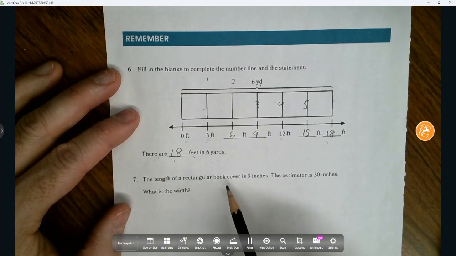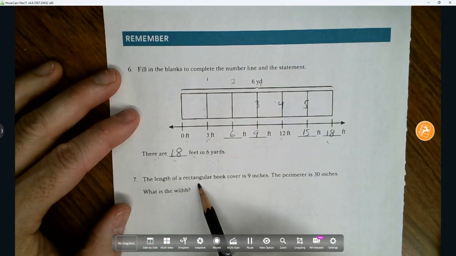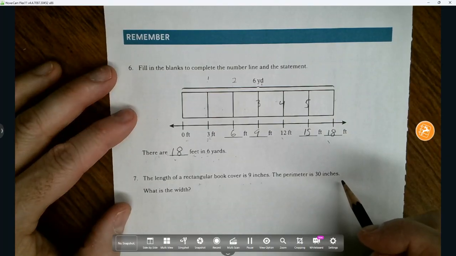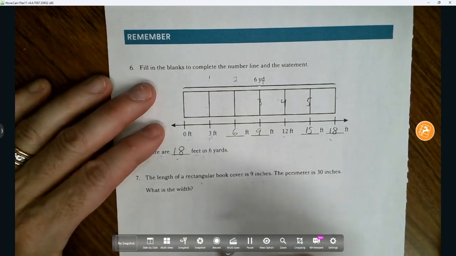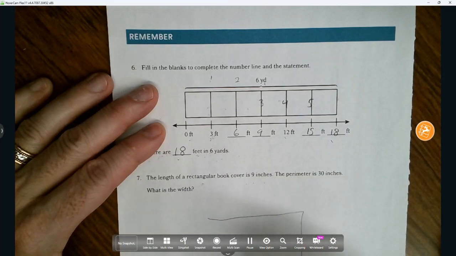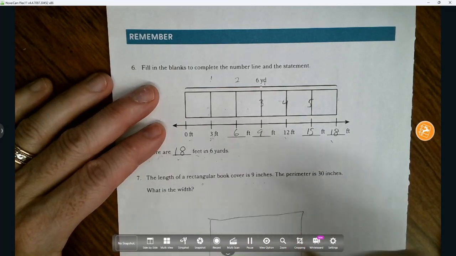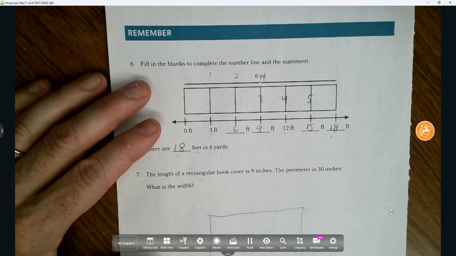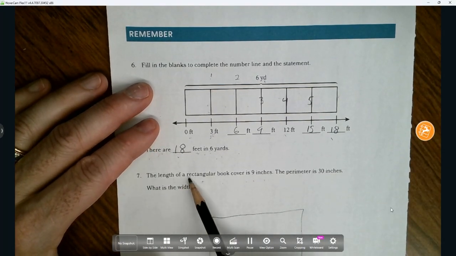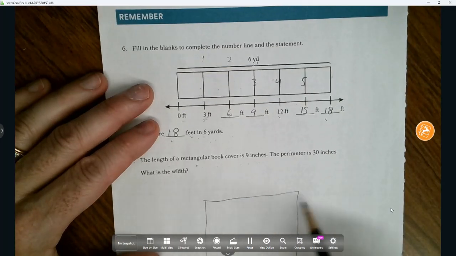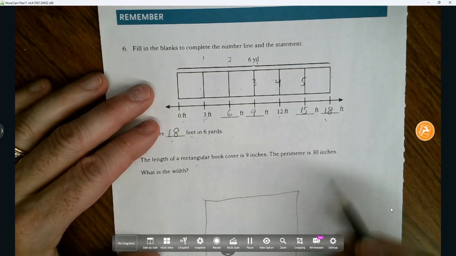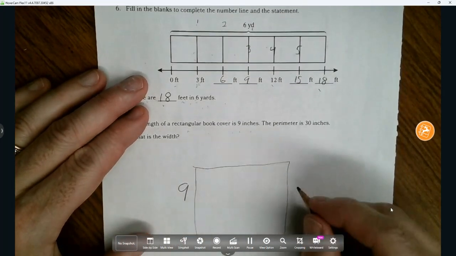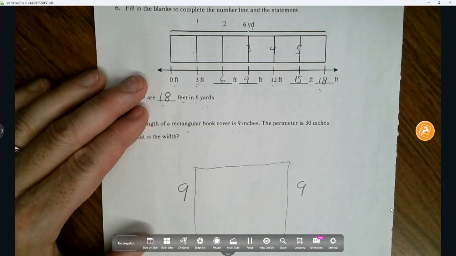The length of a rectangular book cover is 9 inches. The perimeter is 30 inches. What is the width? Rectangular book cover. Oh, shoot, I hit the wrong button. All right, there we go. Sorry about that. The length of the rectangular book cover is 9 inches. The length. Width is across. Length is up and down. So that is 9. Well, if that's 9, this has to be 9, right?